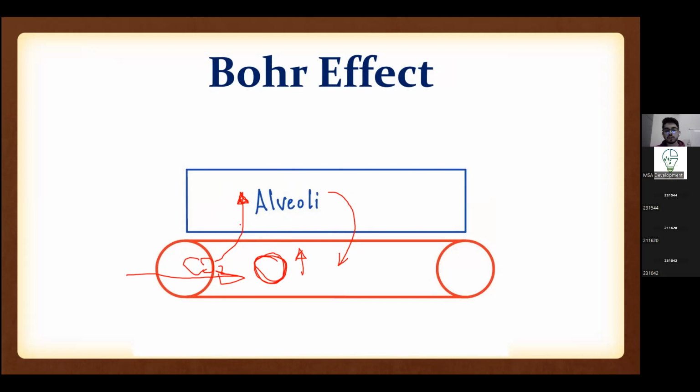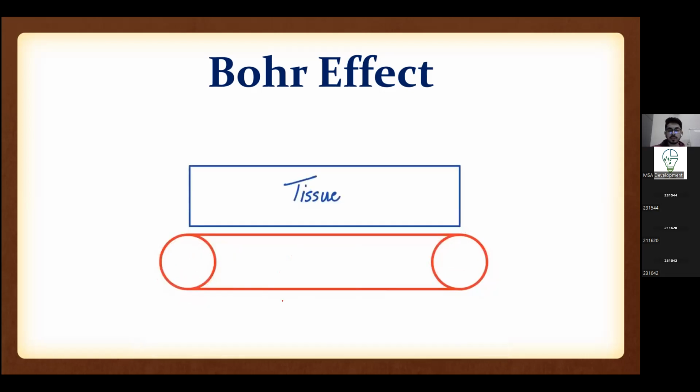Again, CO2 is going to leave the alveoli. Now hemoglobin here is going to have a higher affinity to O2 and is going to bind O2 with a higher affinity. The second implication of the Bohr effect is seen here at the tissue level.